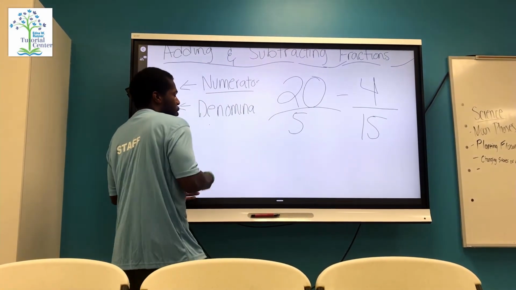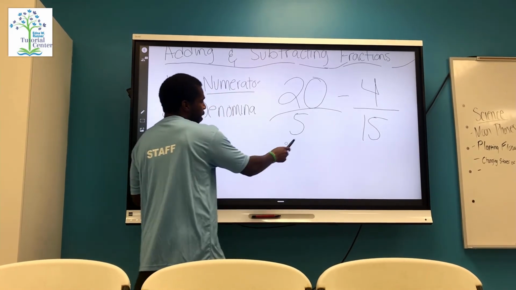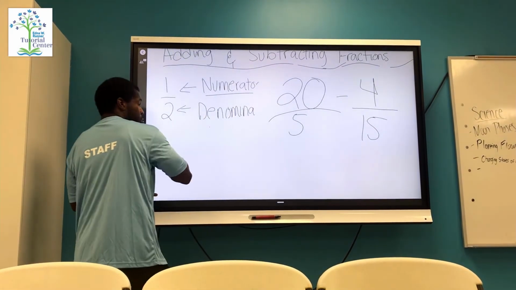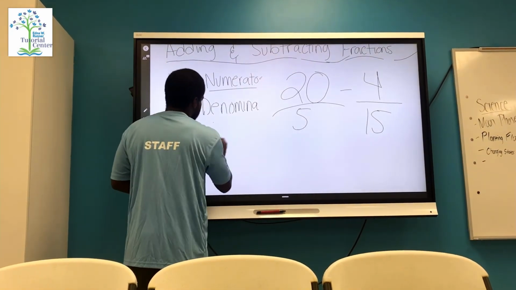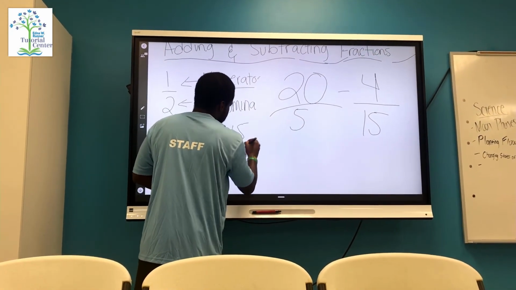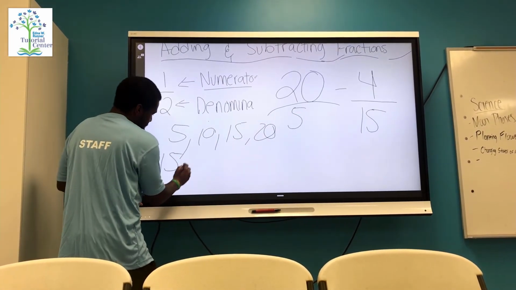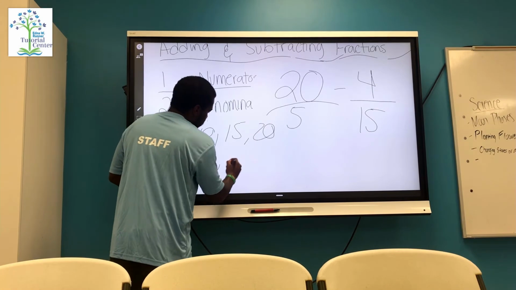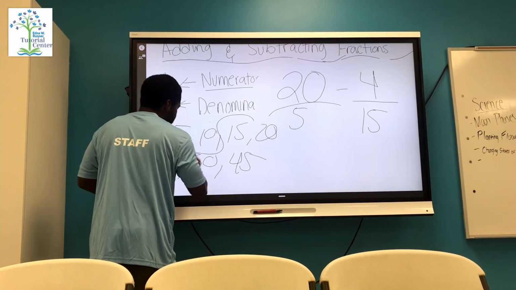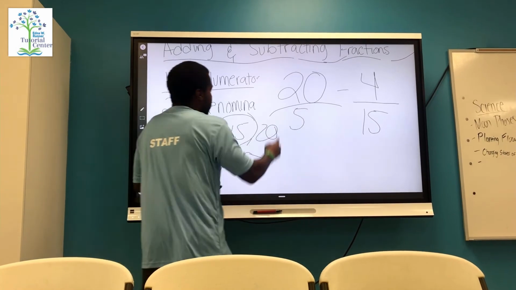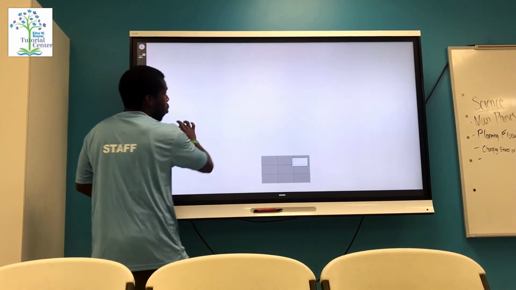Alright, so my denominators are different, so I need to find the least common multiple for 5 and 15. The multiples of 5 are 5, 10, 15, 20. Multiples of 15: 15, 30, 45. The first number that both of them have is 15. As you see in this fraction, the denominator is already 15.